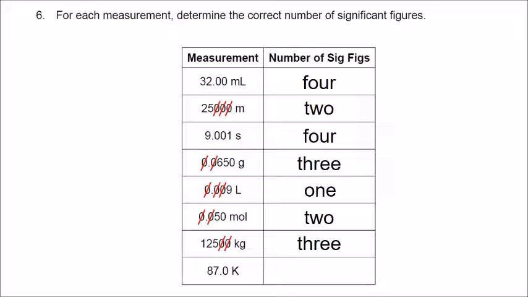And then finally, 87.0 Kelvin. The first number we come to on the Pacific Ocean side is an 8, so everything counts, 3 sig figs.